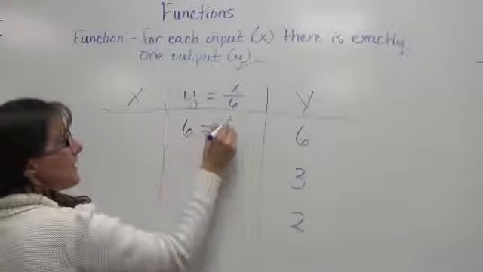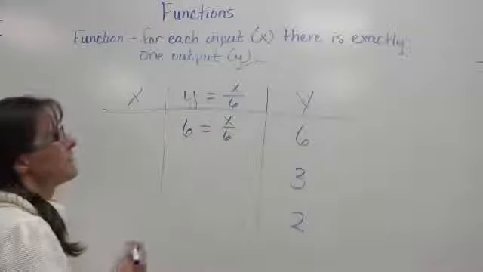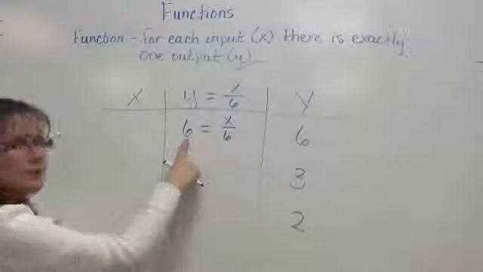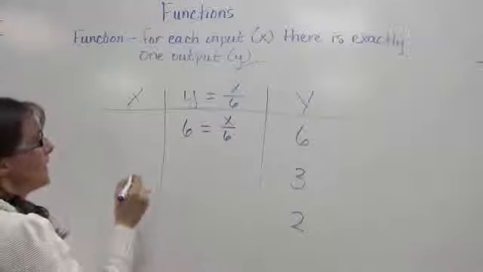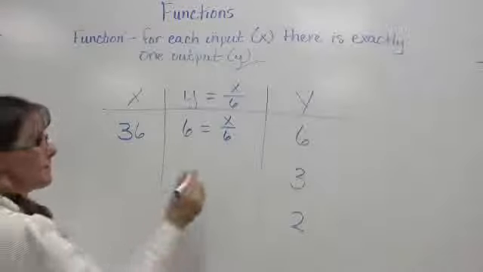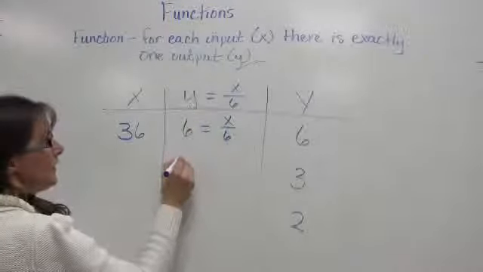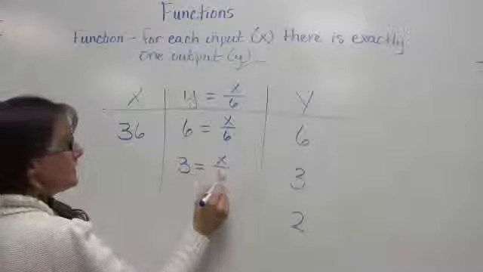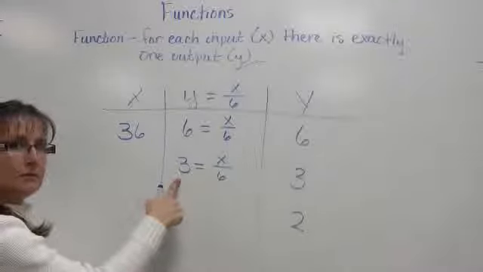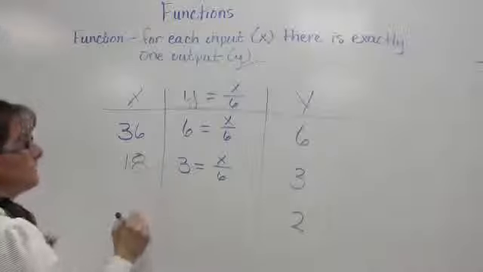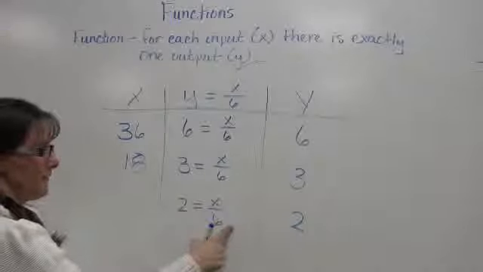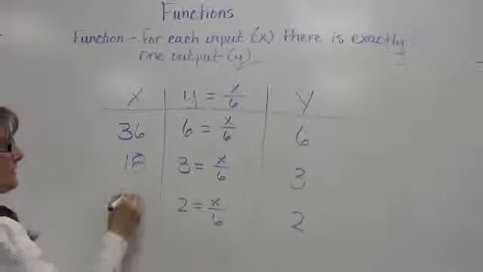And I have 6 equals x divided by 6. So again, the question is, what divided by 6 will give me an answer of 6? Well, I would have to divide 36 by 6 to get 6. So let's keep going. Instead of y, we'll say 3 equals x divided by 6. Well, what divided by 6 would give me 3? And the answer is 18. And here we have 2 equals x divided by 6. What divided by 6 gives me 2? And the answer is 12.